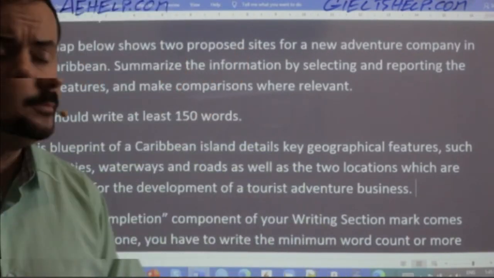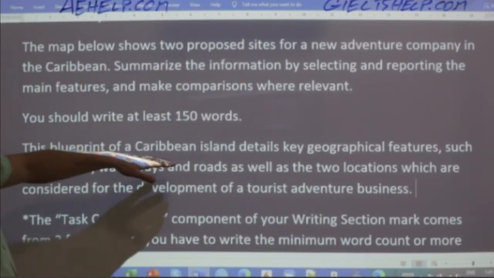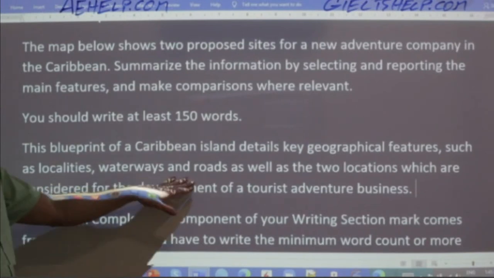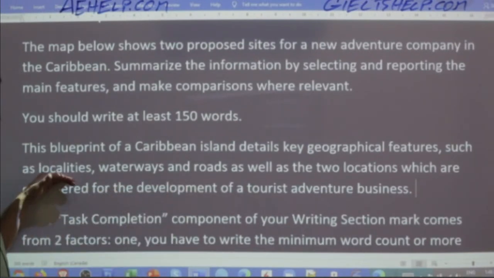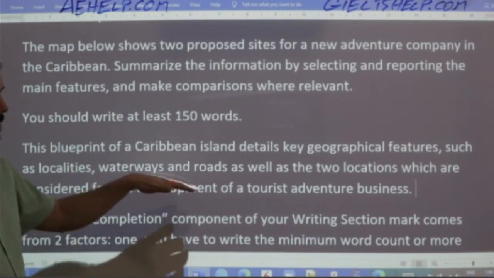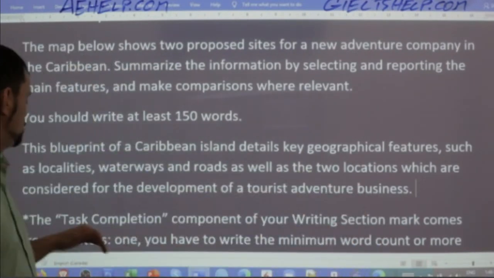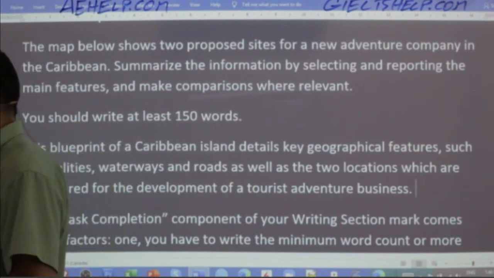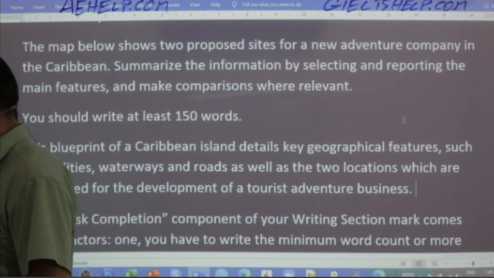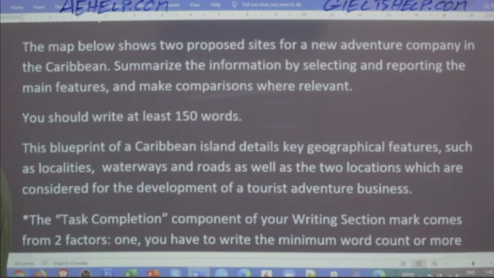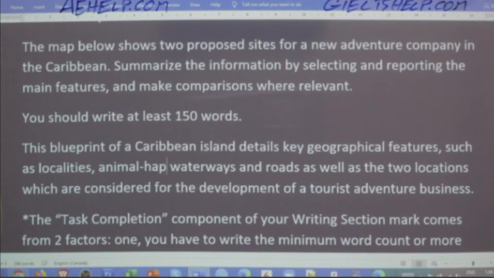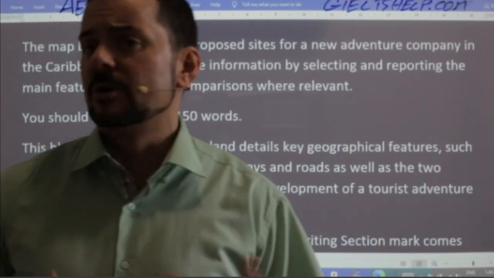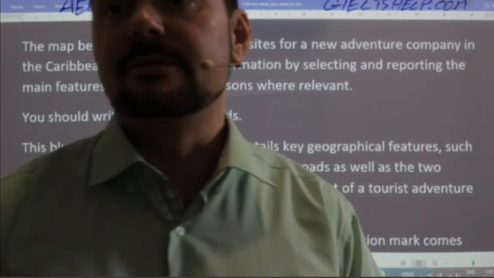Okay. Here's mine. So this blueprint of a Caribbean island details key geographical features such as localities, waterways, and roads. Localities would be like cities or beaches or towns. As well as the two locations which are considered for the development of a tourist adventure business. Okay, I'm going to add those animal habitats as well. Yeah, because those are important, right? Especially for an adventure company. People are probably going there to see some of the local wildlife in the Caribbean as well.